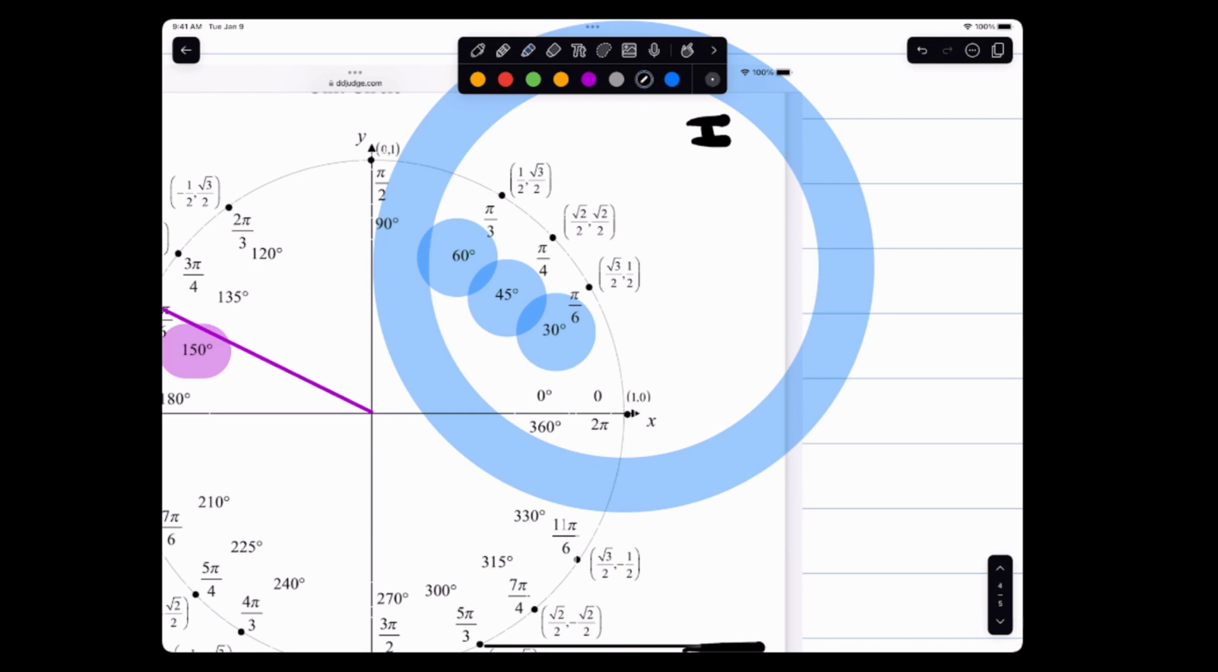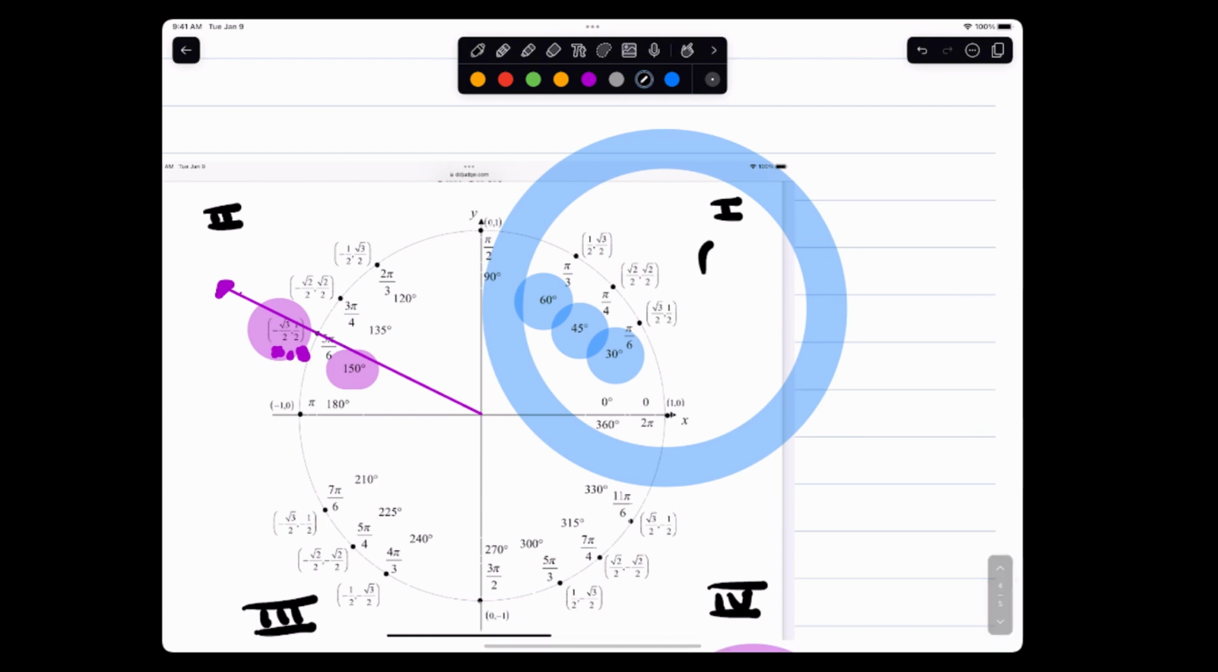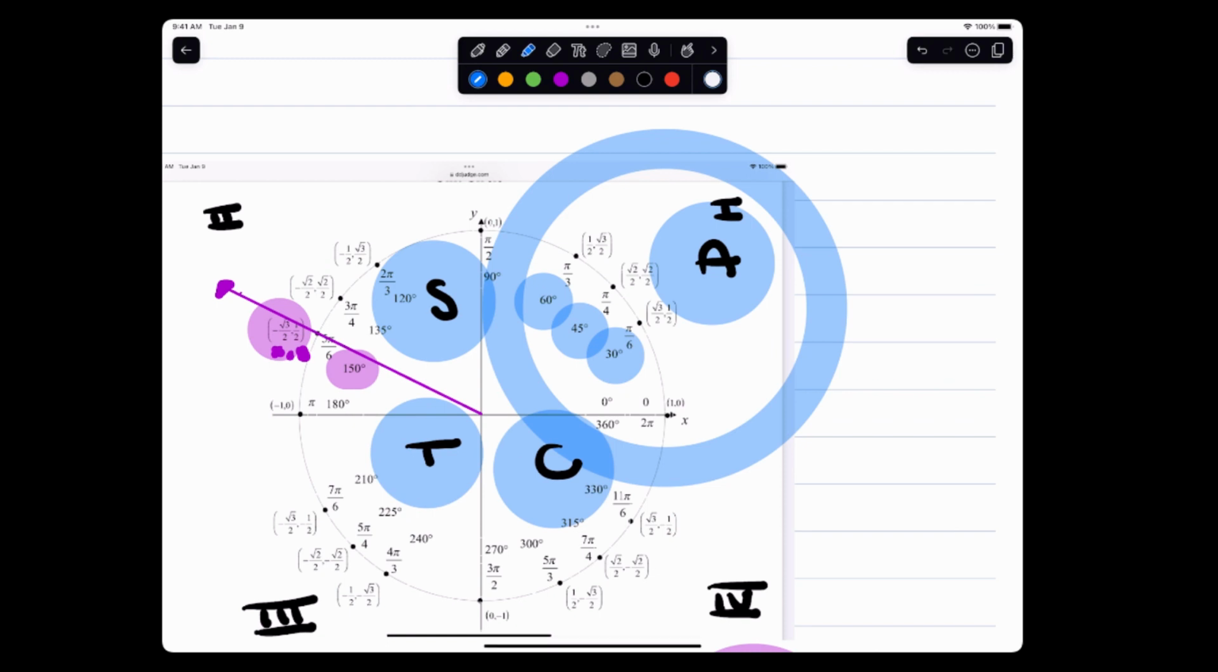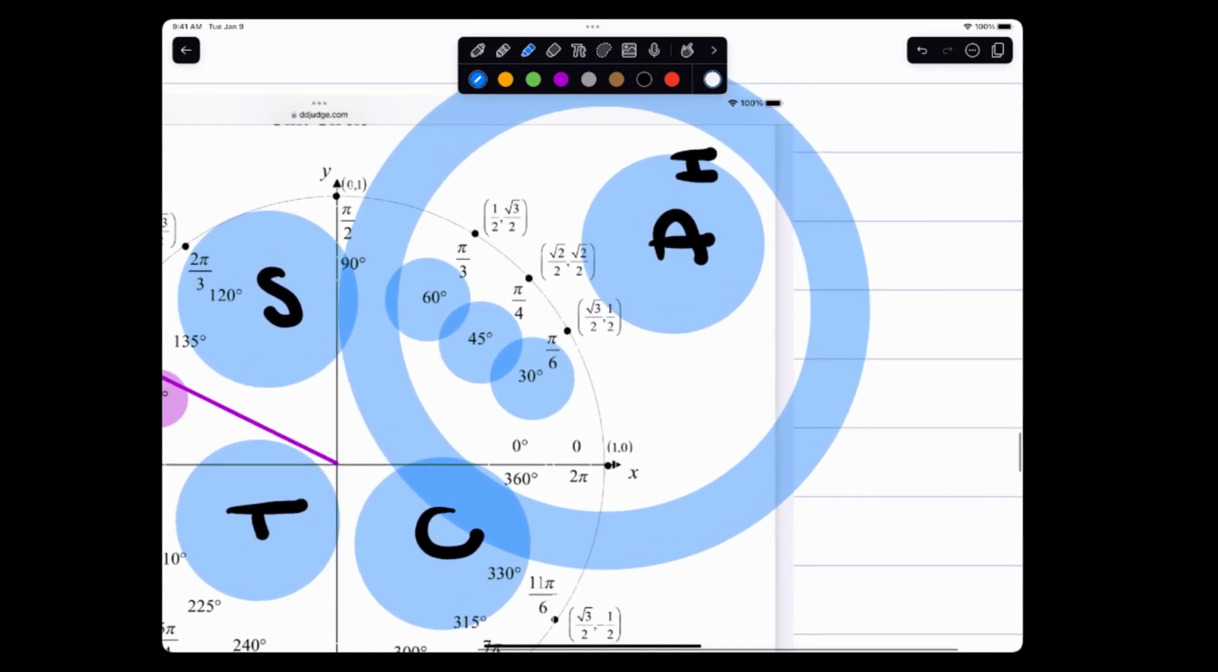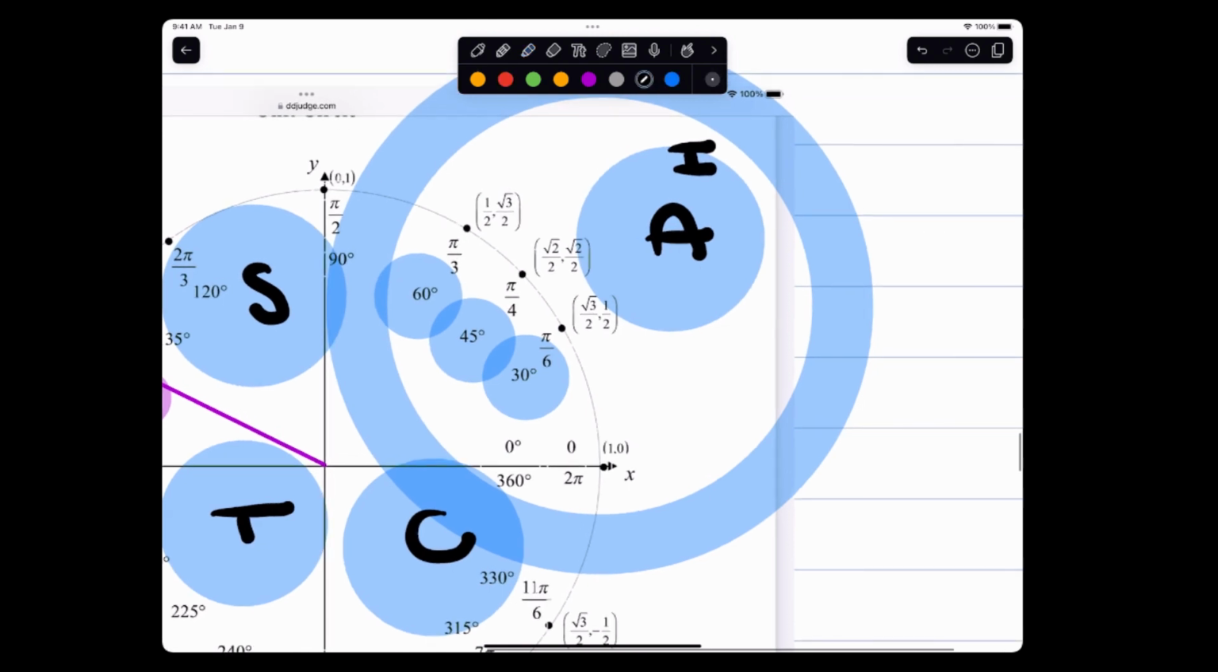Now, there's something, if you've ever heard this before: All students take calculus. You guys ever heard that phrase before? All students take calculus. You might say, why do they actually bring that phrase out? Well, you guys know why. In quadrant 1, what they mean is all three trig ratios are positive. How do you know it's true? Because your x coordinate is positive. Your y coordinate is positive. So your circular functions are all positive.